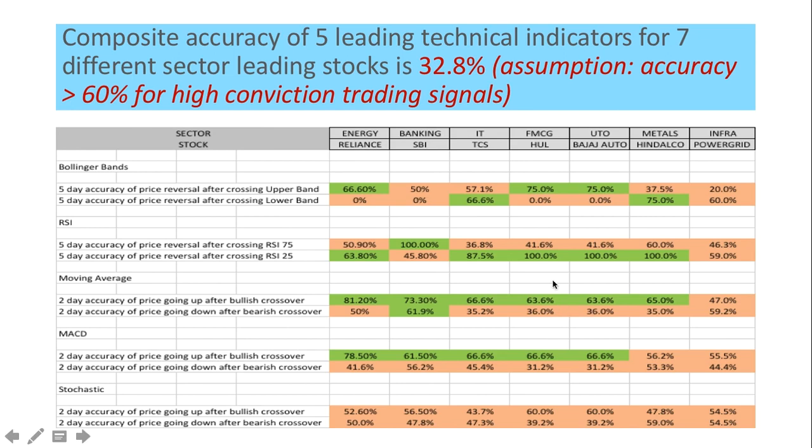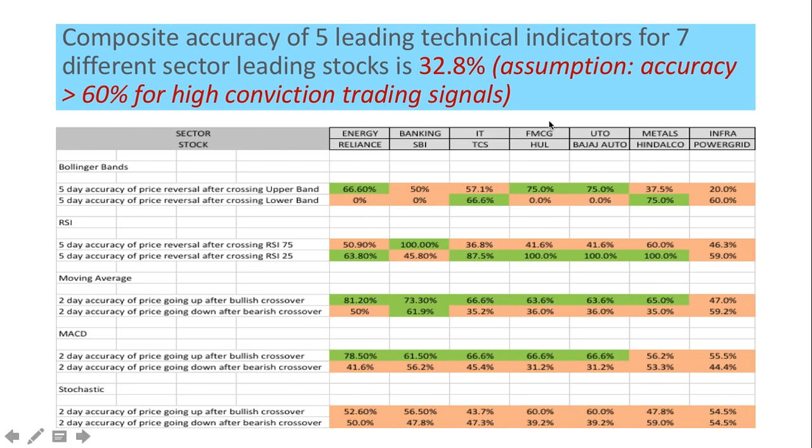So now we are comparing each of these indicators on each of the sides. We are taking a bullish side and a bearish side indicator accuracy score for each of these 5 indicators for each of these 7 stocks. And we can see, in each leg, how well a given technical indicator performs for a given stock or a given underlying.